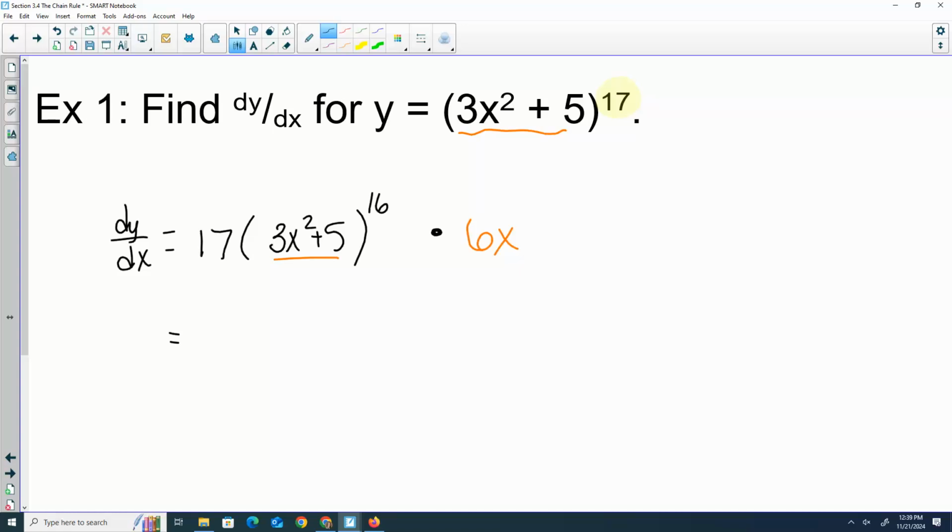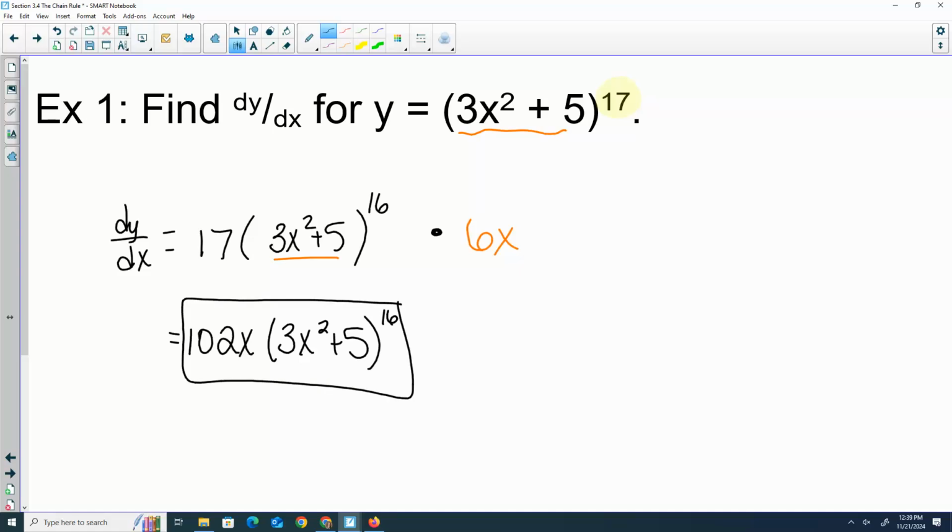And then we can just simplify 17 times 6x. So we have 102x times 3x squared plus 5 to the 16. Would you not distribute that? You can't, because of order of operations, you have to do exponents before you multiply. Way better than writing that original problem 17 times and doing the product rule 17 times. Okay, so the chain rule is a time saver.